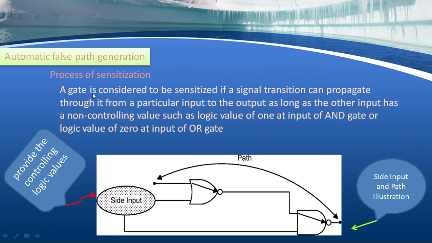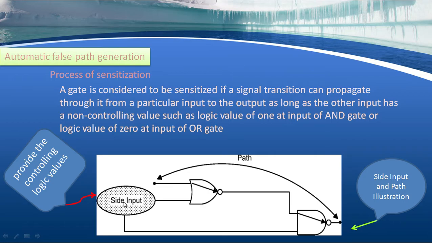Automatic false path generation in STA. Process of sensitization: a gate is considered to be sensitized if a signal transition can propagate through it from a particular input to the output, as long as the other input has non-controlling values, such as logic value of 1 at input of NAND gate or logic value of 0 at input of OR gate. This is the controlling logic value.